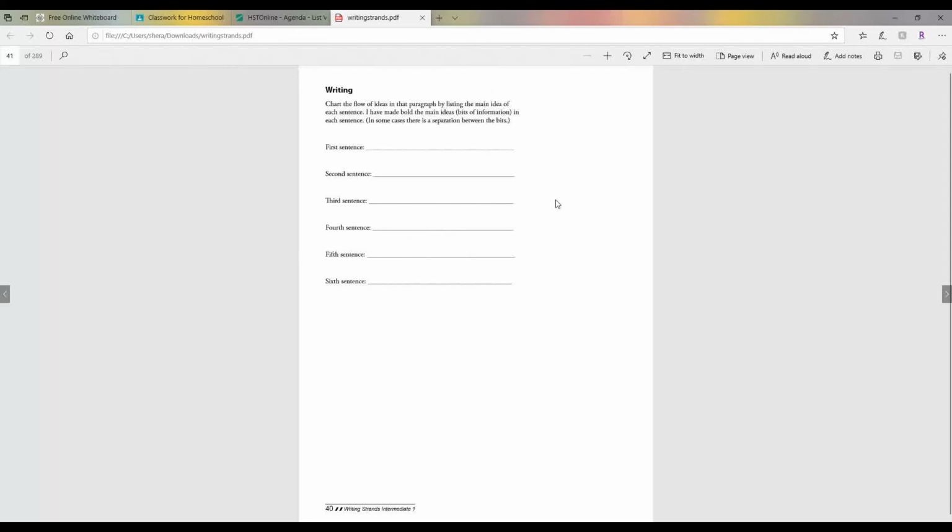And you're going to start getting the idea of sentence flow. Okay, so it's not a graded assignment, but that is your writing assignment for the day.